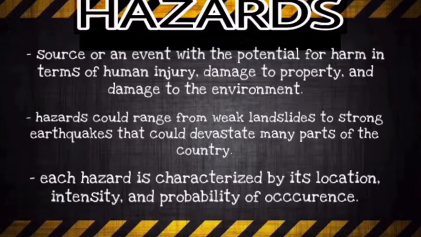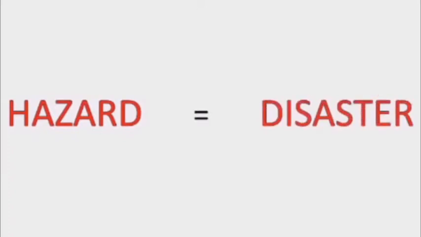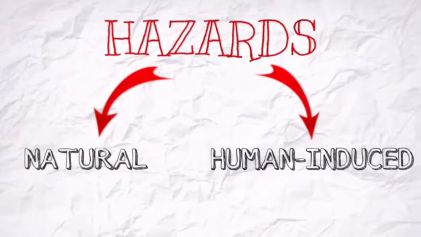Each hazard is characterized by its location, intensity, and probability of occurrence. Also, a hazard is what causes a disaster. For example, the hazard of an earthquake causes a disaster of lost lives and damaged property. Hazards are generally classified as natural or human-induced.